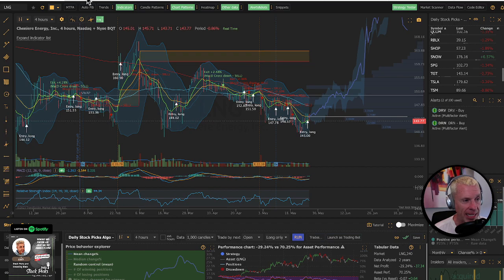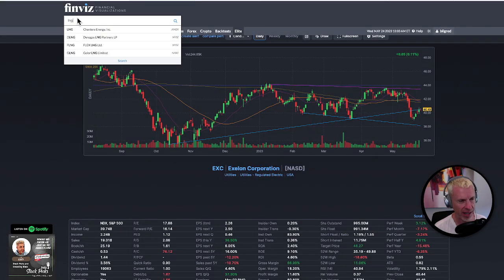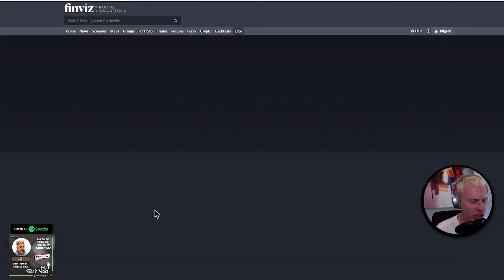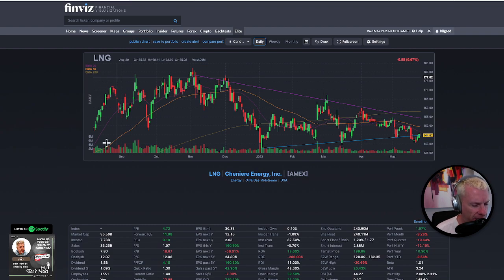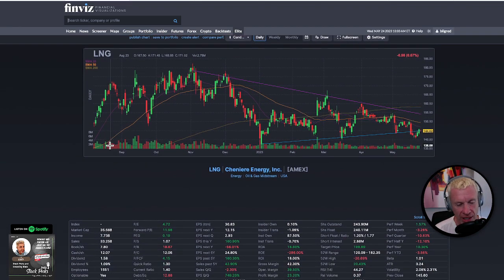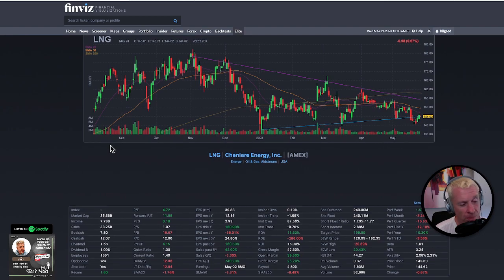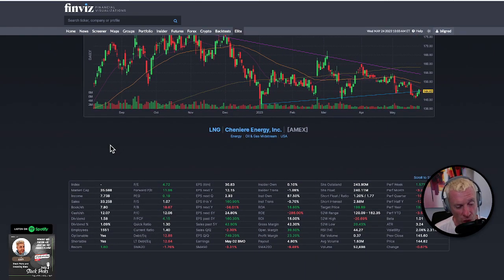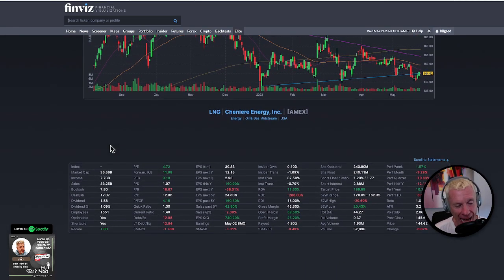And in the meantime, I think you get some pretty good dividend on this one too. Let's see, LNG. Man, FinViz is slow today for some reason. FinViz shows a 1% dividend on LNG, but PE is 4. Forward PE is 11. Forward PE worries me a little bit because it is a bit high.